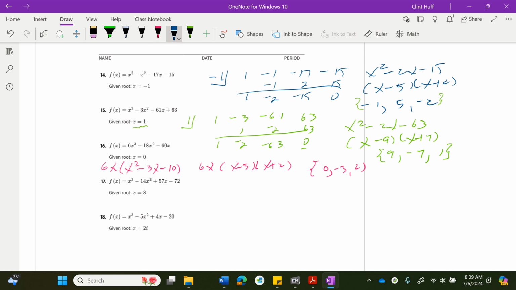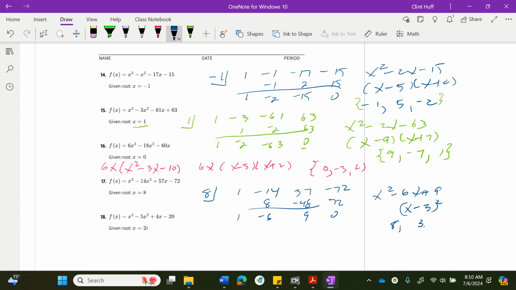All right, back to synthetic division. We take the given root, 8, coefficients 1, negative 14, 57, negative 72. And for this one, we're going to bring down the 1, get an 8, negative 6, negative 48, positive 9, 72, and 0. Arithmetic here is important. That leaves us with x squared minus 6x plus 9. That's a perfect square. It's x minus 3 squared. So I get 8 and a double root of 3.